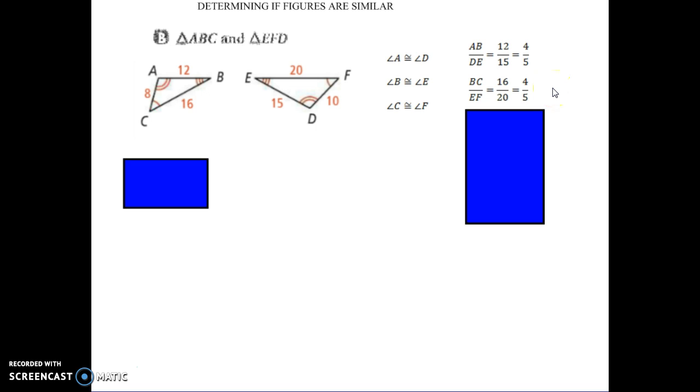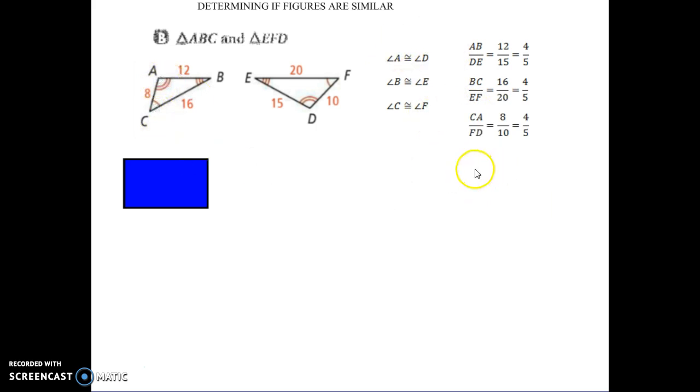You may want to stop here and go, oh, well, 2 out of my 3 work, but make sure you do all pairs of sides, because sometimes they like to wait till the very last one to be like, ha, fooled you, and you always want to make sure you have all of your work shown. So the last pairing would be CA and FD. CA is 8, FD is 10, and that does in fact simplify to 4 over 5. So these triangles are similar.